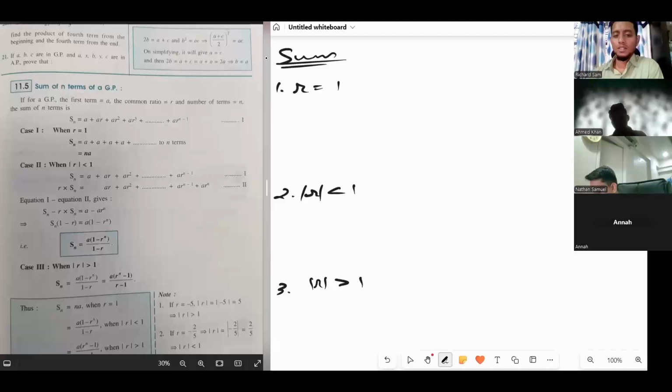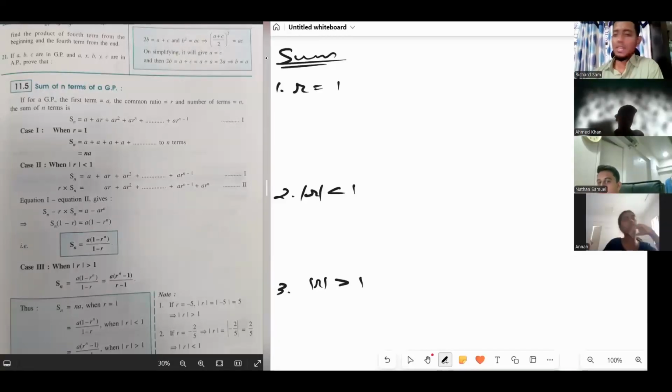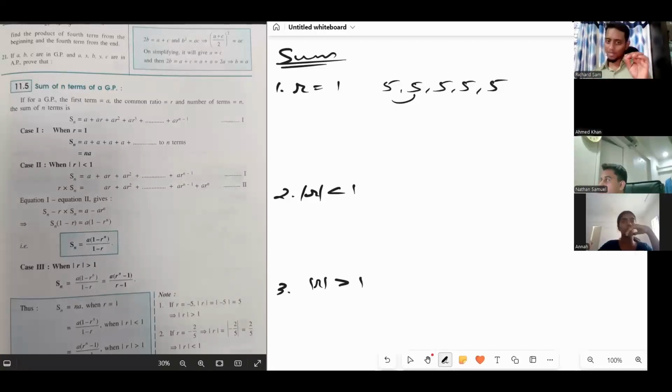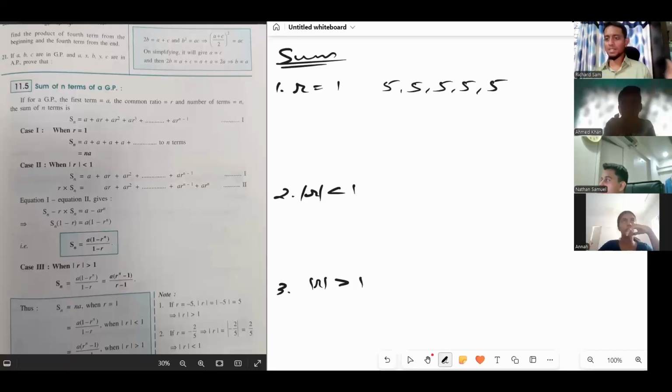First of all, when R is 1, give me an example of a GP where R is 1. It'll be the same number, for example, 5, 5, 5, 5, 5. See, this is a GP where R is 1. If you divide any two consecutive terms of the GP, 5 divided by 5, what will you get? 1. So a GP that has R as 1 will look like this. It'll be the same terms.